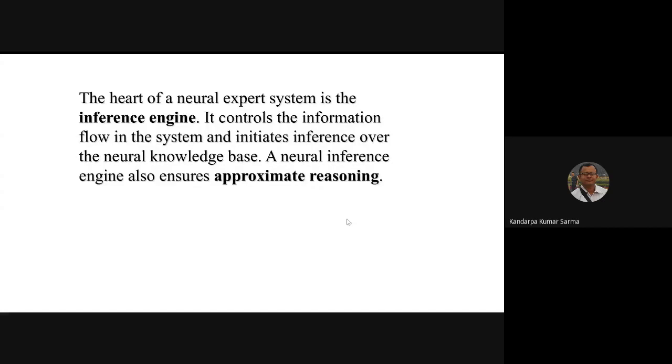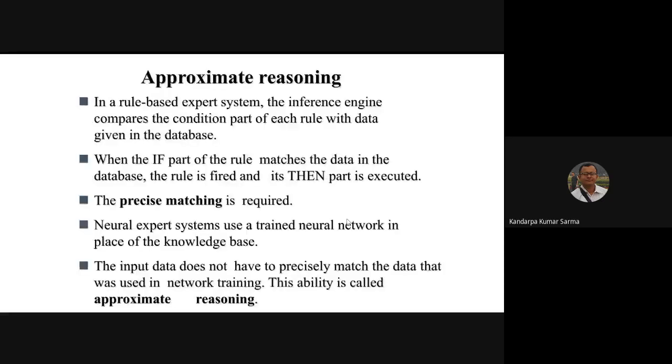A neural inference block guarantees approximate reasoning. So what is approximate reasoning? We can consider it to be a rule-based expert system. The decision-making system compares the condition part of each rule with data given in the database. When the if part of the rule matches the data in the database, the rule is fired and its then part is executed. The precise matching is required.